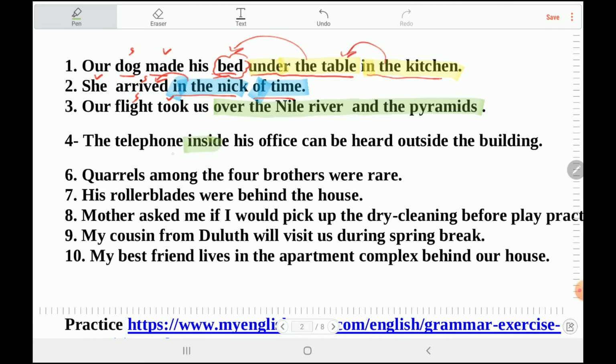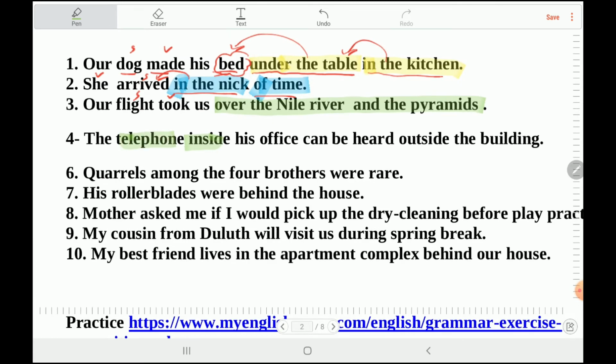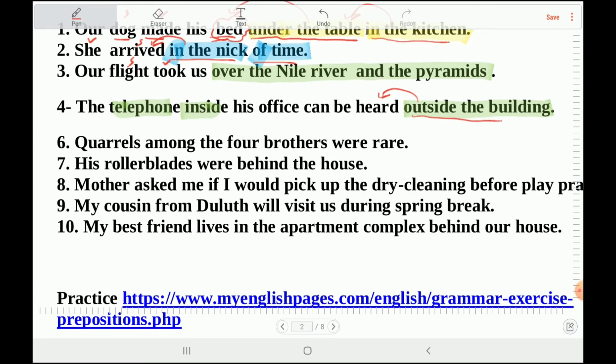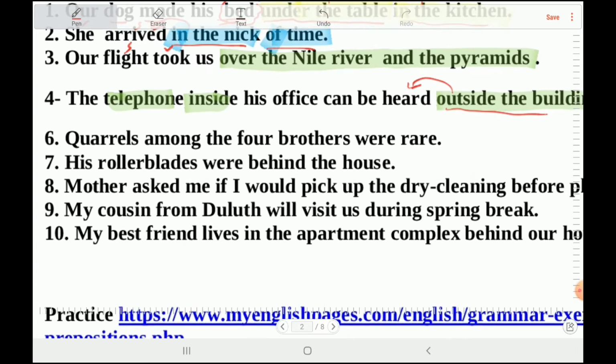Can be heard is the verb. Telephone is the subject. طب فين prepositions؟ Outside the building. What did it modify? The verb can be heard. So they often modify a verb or modify a noun. They add information. Okay. They modify. They change the meaning.